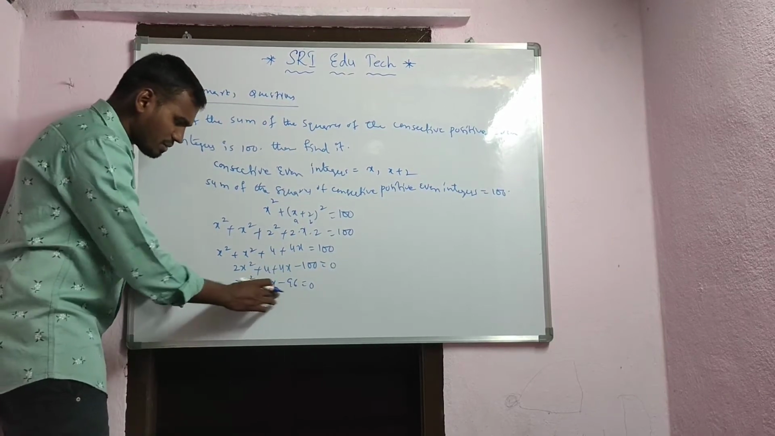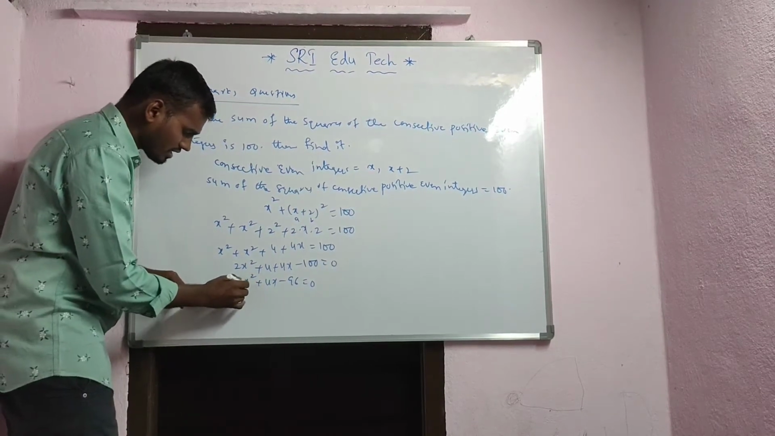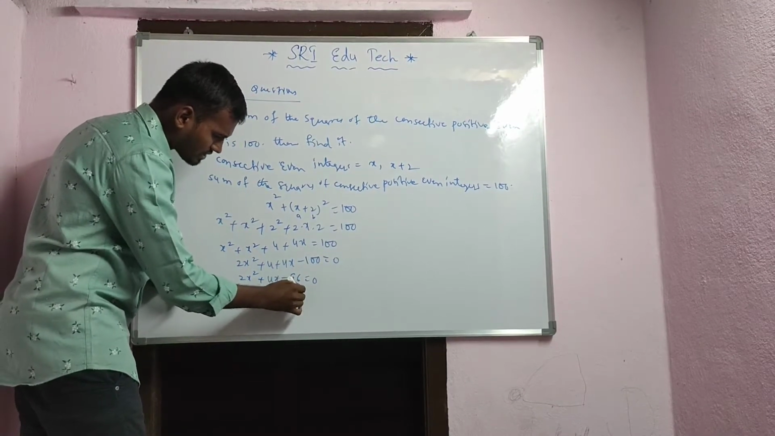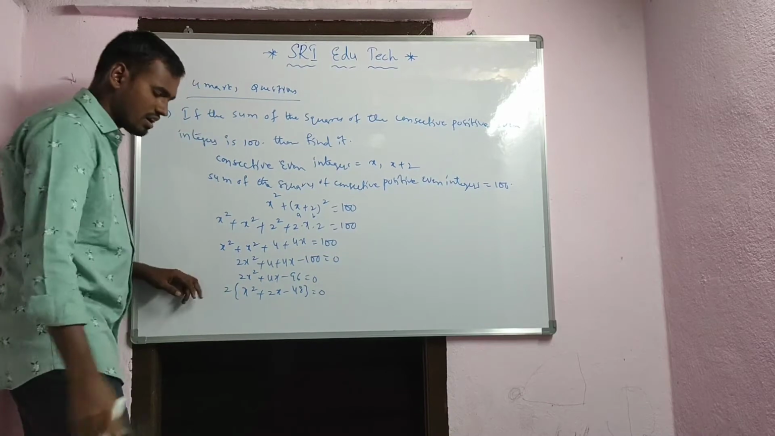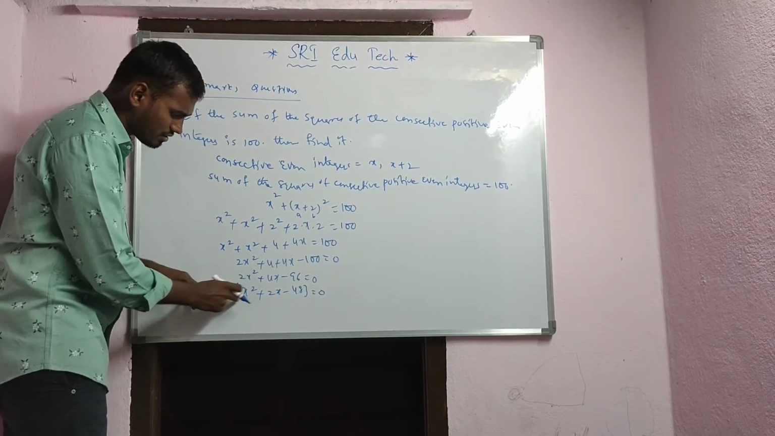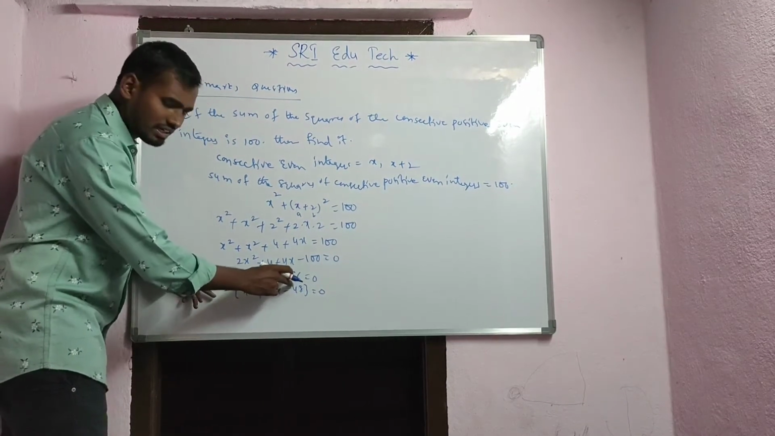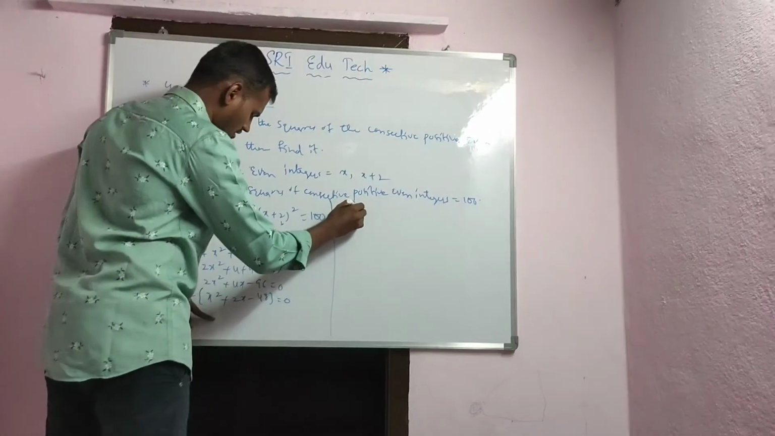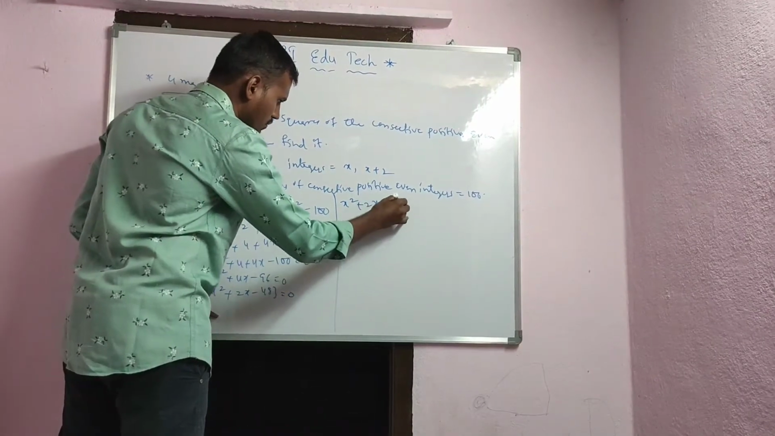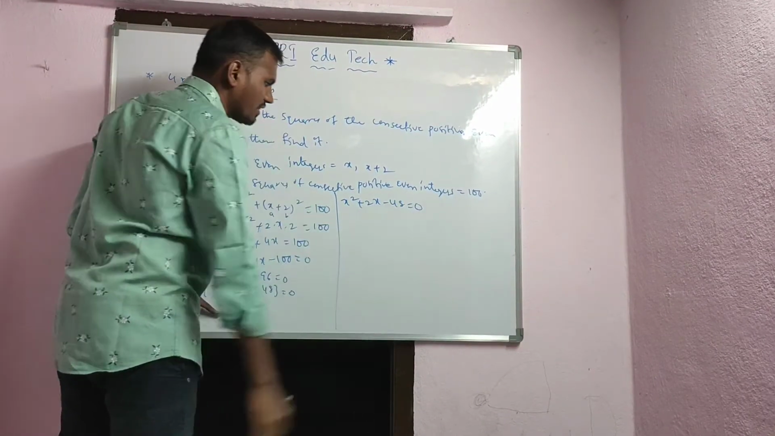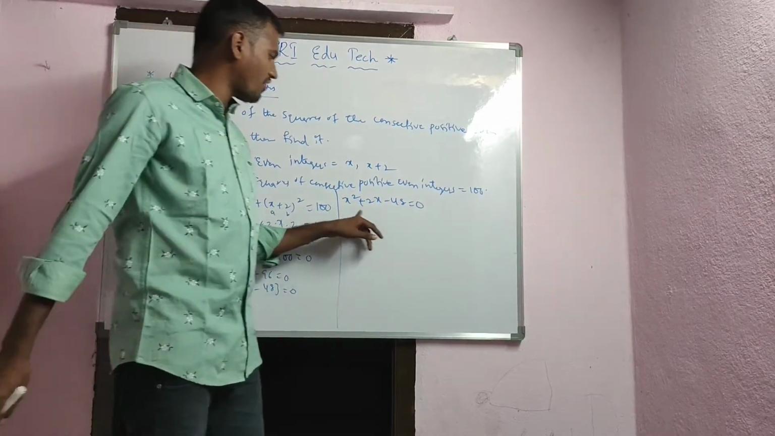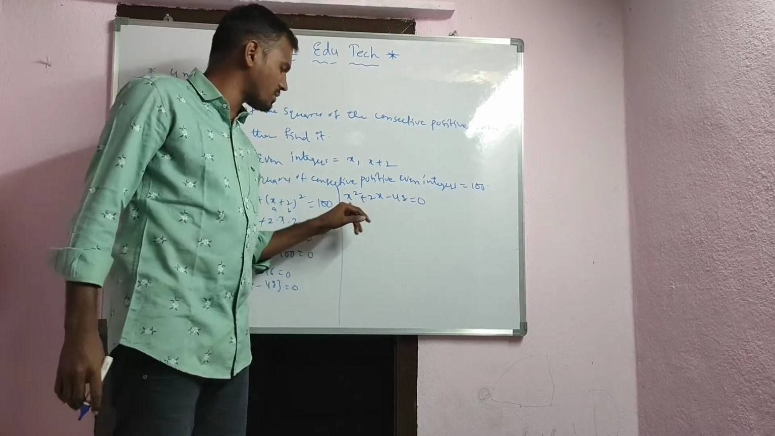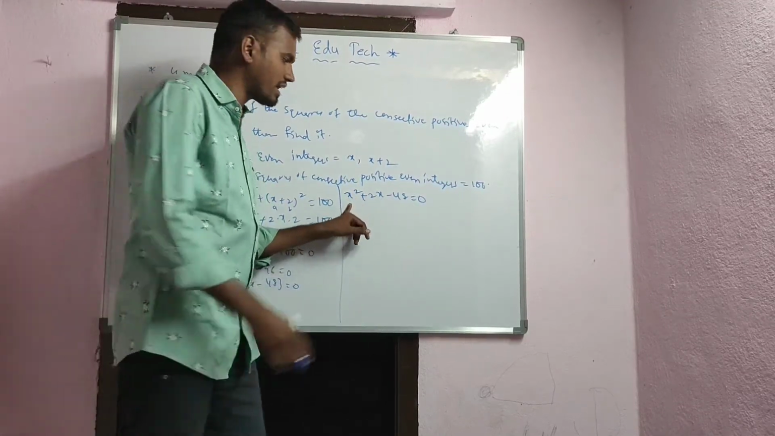Taking 2 common, x square plus 2x minus 48 is equal to 0. Let us check it once: 2 into x square is 2x square, 2 into 2x is 4x, 2 into 48 is 96. So take this equation, x square plus 2x minus 48 is equal to 0. Now we have to find the factors of this equation. First we multiply the first and last terms, that is 48 into x square, 48x square.